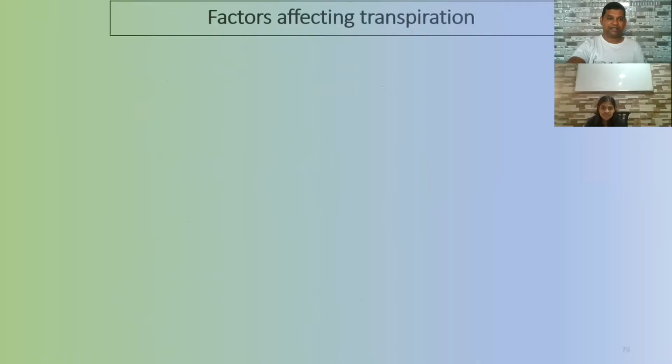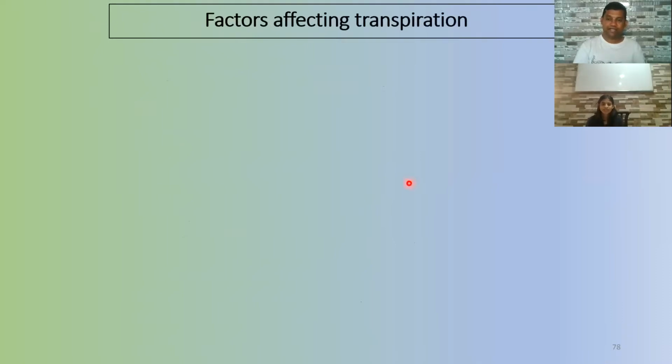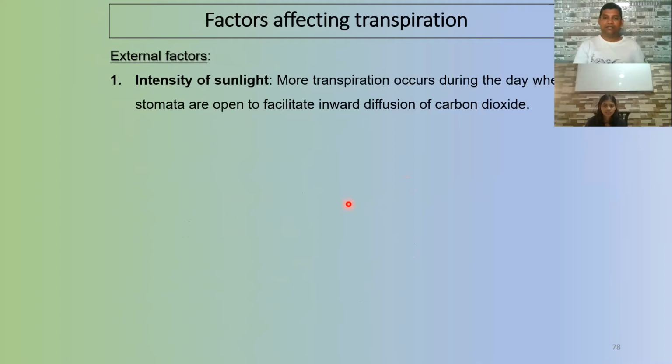So let us take a look at the factors that affect transpiration. Factors affecting transpiration are internal factors as well as external factors. जो plant के बाहर environment में factors हैं. So let us take a look at some external factors. First one, intensity of the sunlight. Sunlight हमेशा constant नहीं रहेगा. Maximum transpiration occurs during the day when the stomata are open. So sunlight अगर intense रहेगा, so there will be more transpiration taking place.